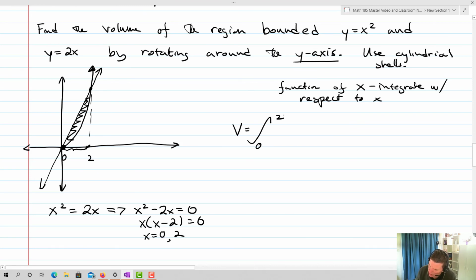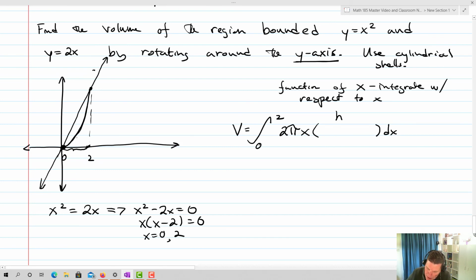So the volume is the integral from 0 to 2 of 2 pi, and since we're integrating with respect to x, it's 2 pi x. Now I'm going to need that height. That function right here is going to be the height. The reason I keep focusing on the height is that in different scenarios you're going to have to think about how your functions work differently each and every time. If you just concentrate on what the cylinder looks like and how to calculate its height for each individual cylinder, then you get a much more versatile way of thinking about finding your volumes via cylindrical shells.